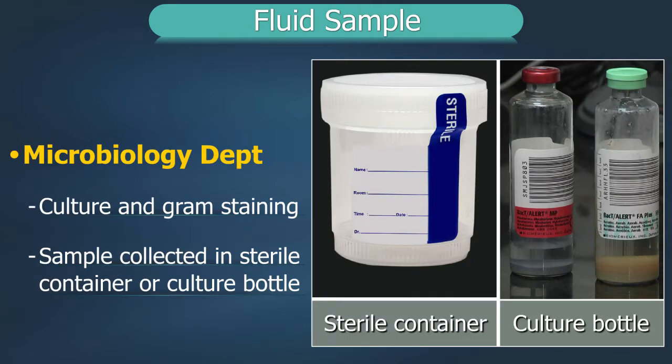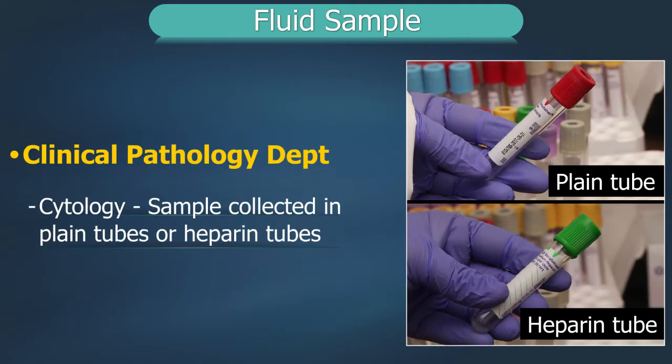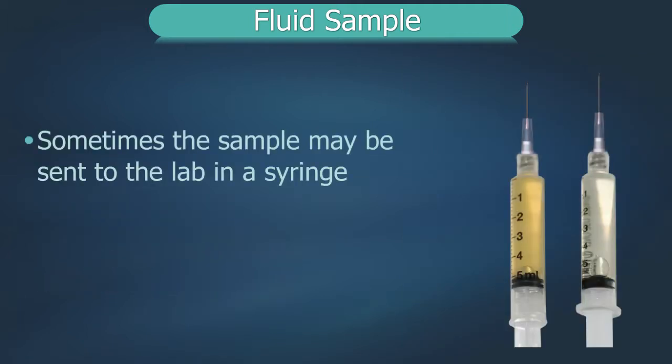Microbiology department for culture and gram staining. The sample is collected in a sterile container or culture bottle. Ideally, it should be directly inoculated at bedside into the blood culture bottle. Clinical pathology department for cytology. The sample is collected in a plain tube or heparin tube. Sometimes, the sample may be sent to the laboratory in a syringe.